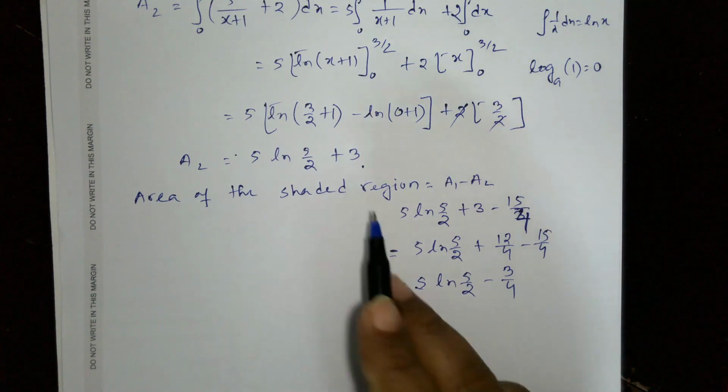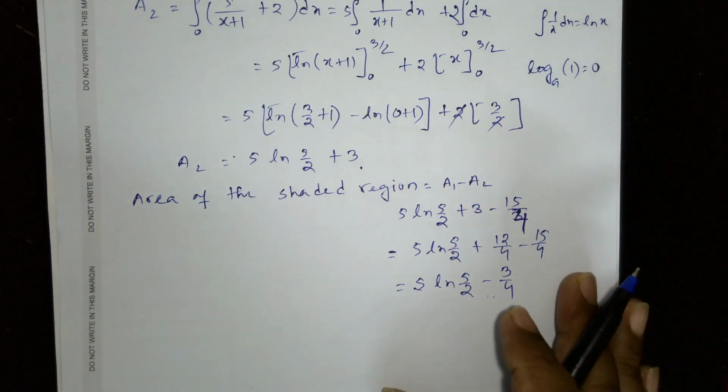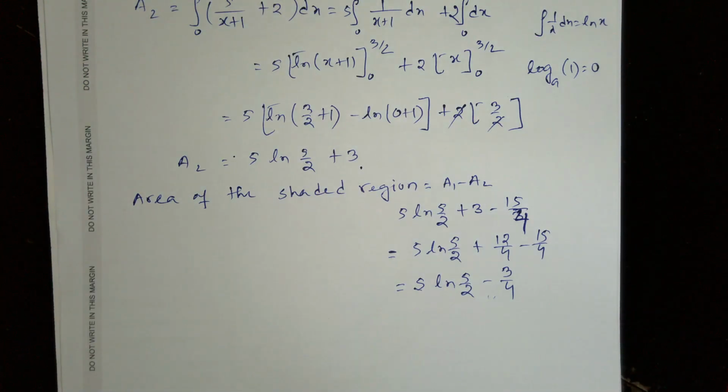The area of the shaded region is 5 ln 5 over 2 minus 3 over 4, and this is the exact answer. Okay, so we are done with our question number 7.